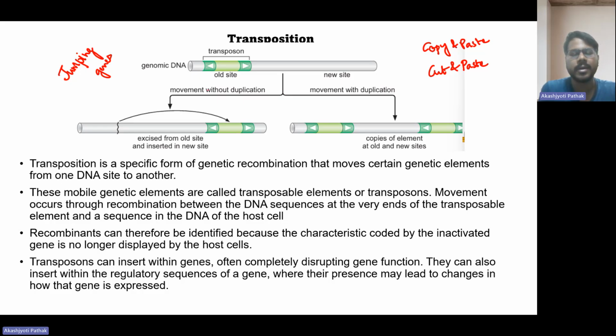Okay, but here what is happening? This region has cut out from this part and it has integrated in another site of the genome. Okay, so this is also a form of genetic recombination.